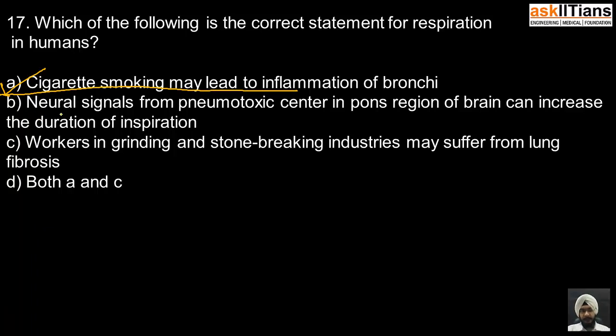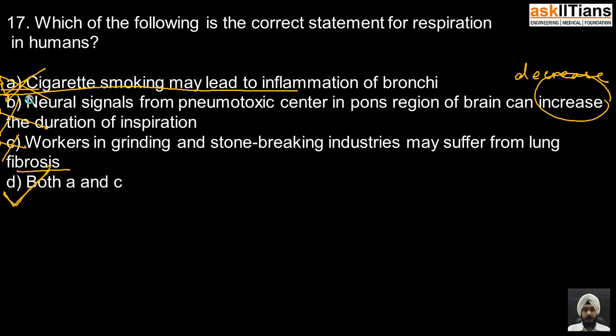So let's go to the next statement, which says neural signals from pneumotaxic center in pons region of brain can increase the duration of inspiration, which is not true, because they decrease the inspiration duration. So this option is not correct. And the C option also looks correct, because the workers who are working in different industries can suffer from diseases such as fibrosis, where the lung becomes fibrous in nature. So C statement also looks correct. So both A and C seem to be the correct options. So the D option should be the correct one in this case. Rest of the options are incorrect.